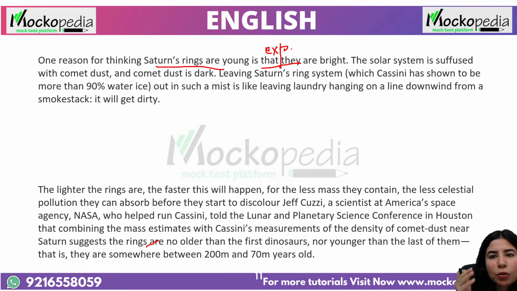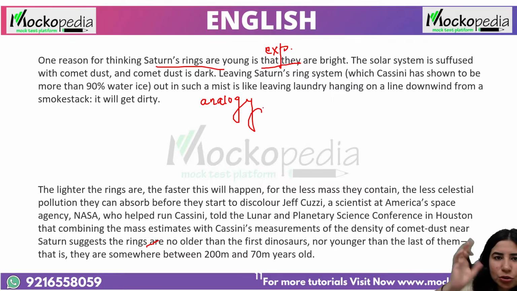तो वो क्या होगा कि अगर आप expose करोगे तो वो dark हो जाएगी, पर ये इतनी dark नहीं है. इसकी वजह से ये हम कह सकते हैं कि the rings are young because that much impact has not been created. So here they are creating an analogy, mist like leaving laundry hanging on a line downwind from a smokestack. मतलब आपने कपड़े सुखा दिए where there is a lot of smoke coming, so definitely it will get dirty. So in case the question comes on the analogy, we know where to go back.